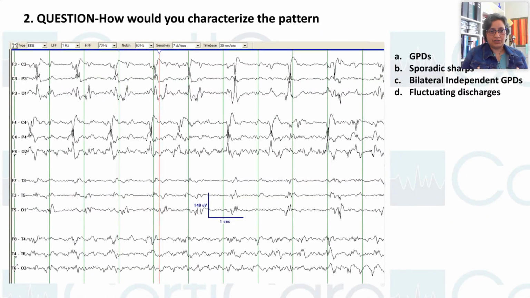So here is another question. How would you characterize this pattern? What you're looking at, is it GPDs? Are these sporadic sharps? Are these bilateral independent GPDs, or are they fluctuating discharges?